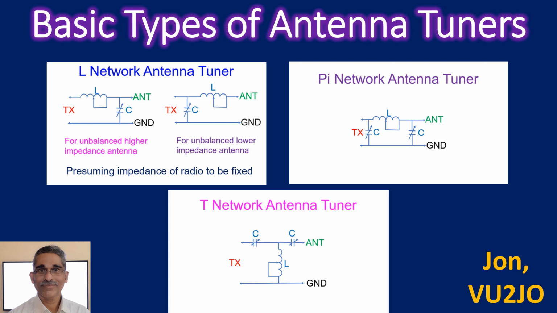Three basic types of antenna tuners are L network antenna tuner, Pi network antenna tuner, and T network antenna tuner. There is also a more complex symmetrical Pi network which uses a couple of synchronized variable inductors. Symmetrical Pi network, being more complex and meant for balanced antenna systems, will not be discussed further now.